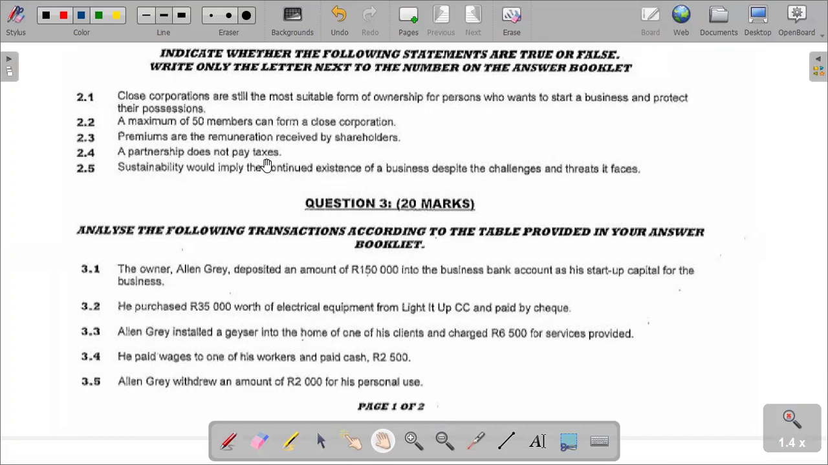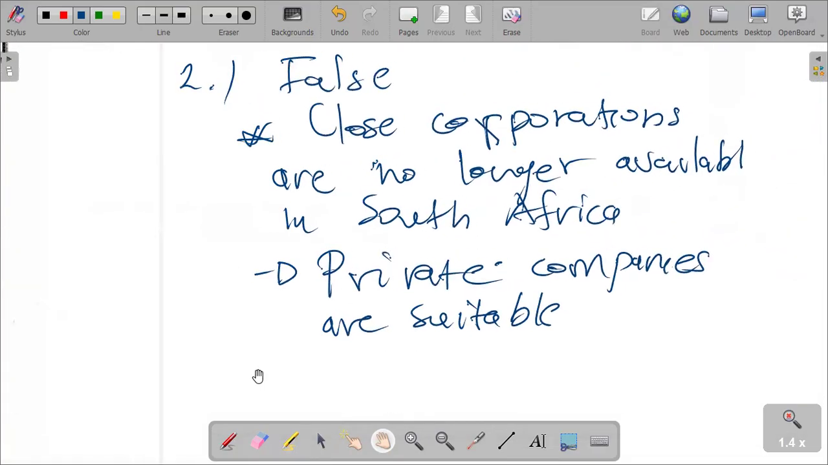So the answer there is again false. If you remember correctly, if you have studied your notes, you'd know that a partnership is the one where you can start from 2 to 50 members or partners within a business, right? So it's not a close corporation, it's a partnership. So 2.2 is again false.